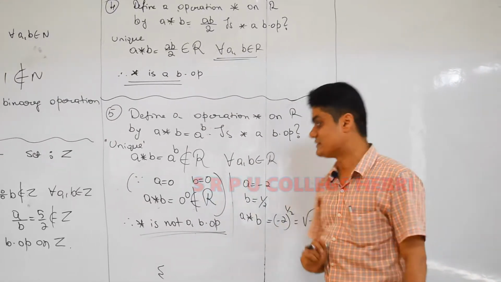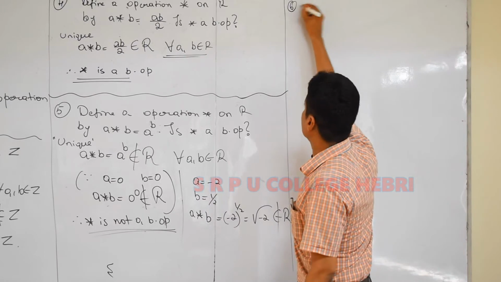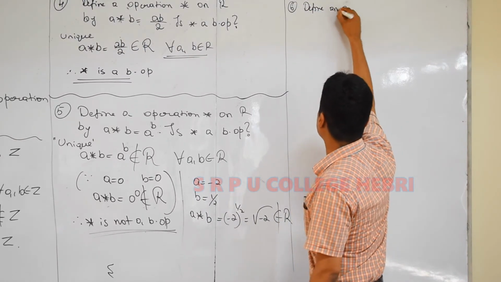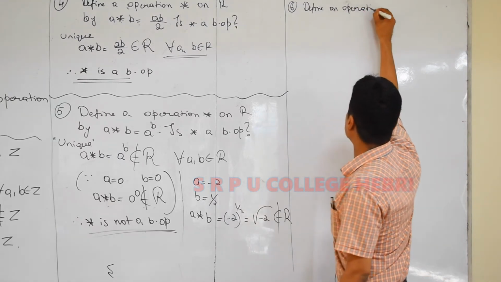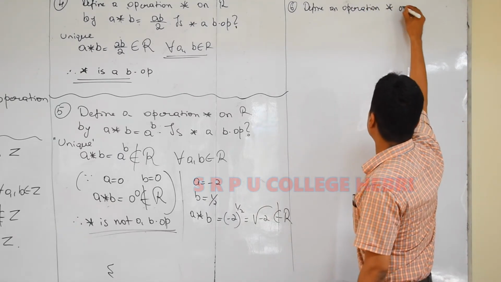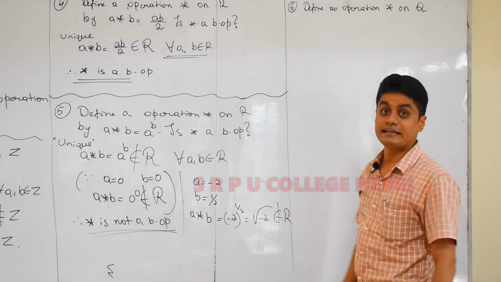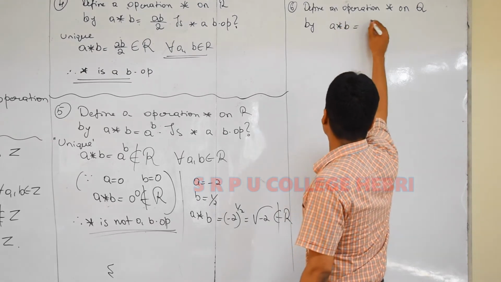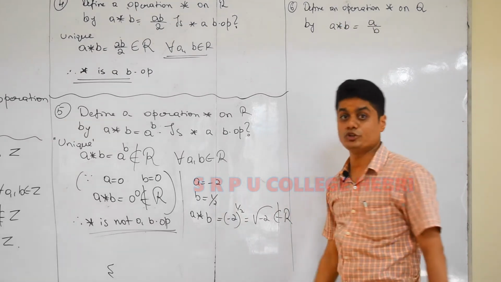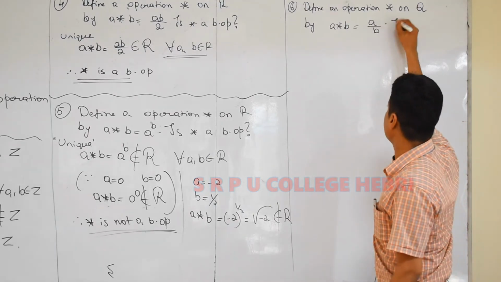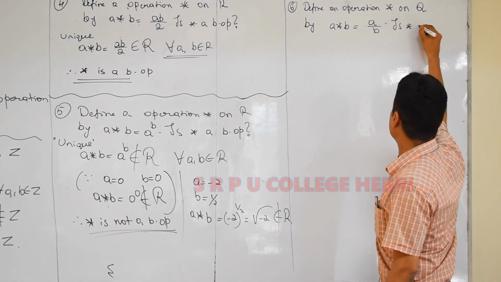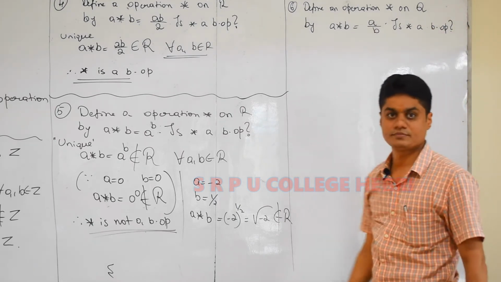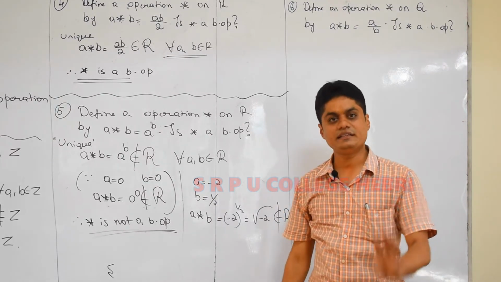So let me take one more example. Example number 4, just like this. Define an operation star on Q, the rational numbers, by a star b equal to a by b. The question is the same. Is star a binary operation? Is a by b in the form of a rational number?